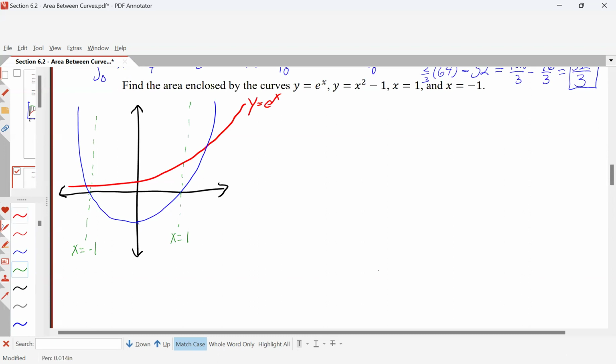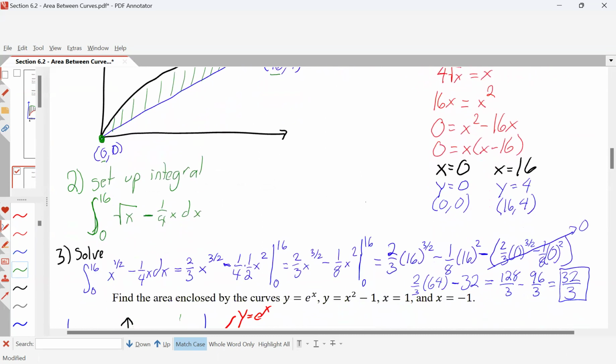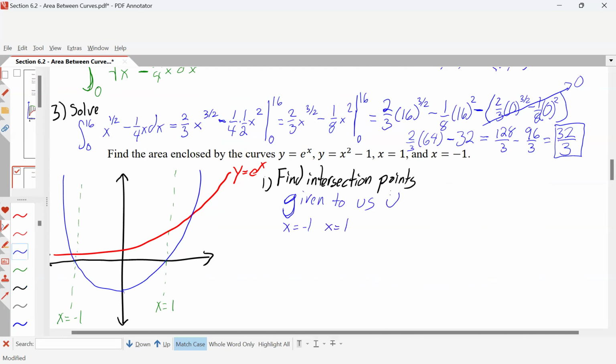In the last example, the first step was to find the intersection points. But in this problem, when it comes to finding the intersection points, that is actually given to us. So we don't have any work to do there. Our intersection, or our bounds, are the x equals -1 and x equals 1. So that step is already complete.